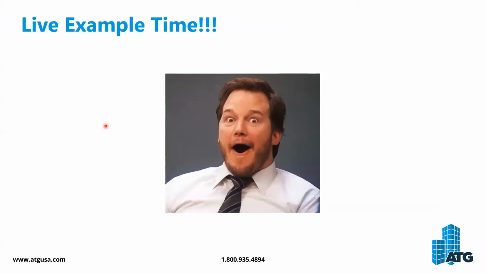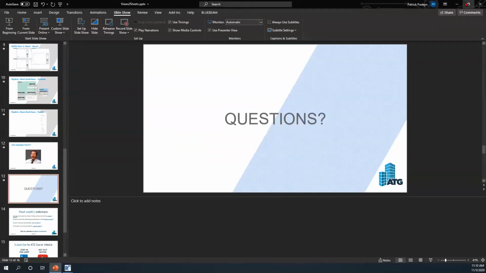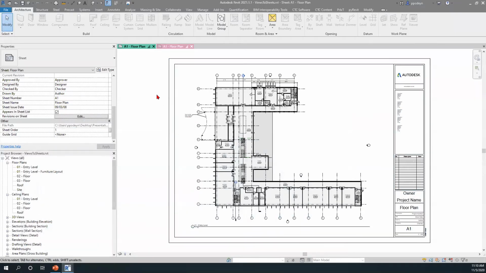All right, so it's time for live example time. I wanted to showcase those workflows there. Let's get into some of the actual Dynamo of it. And so for this first example, we're going to use the viewport.create node from Rhythm. And what we're going to do is place all of these floor plans and all of these ceiling plans onto my already created sheets.